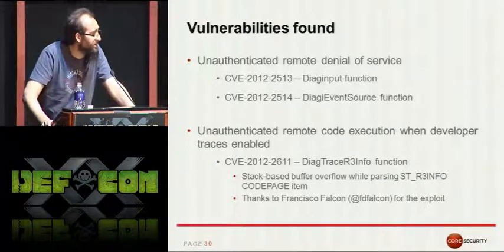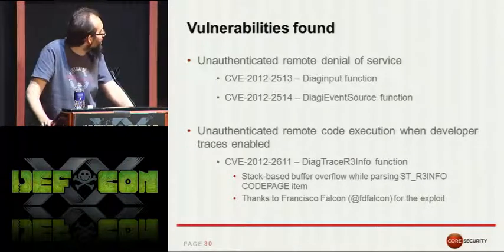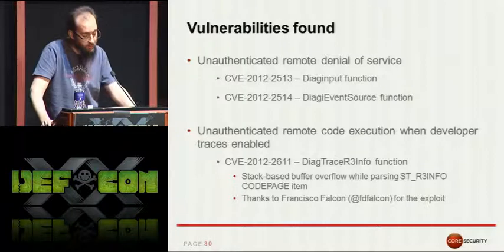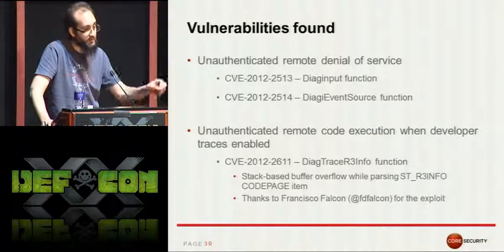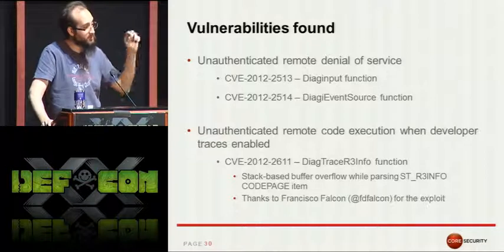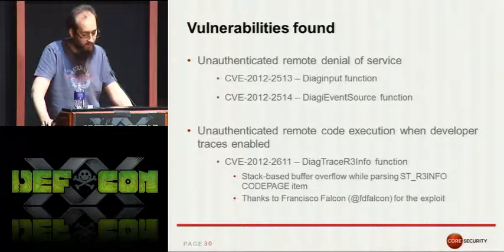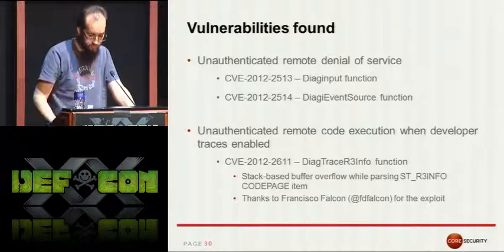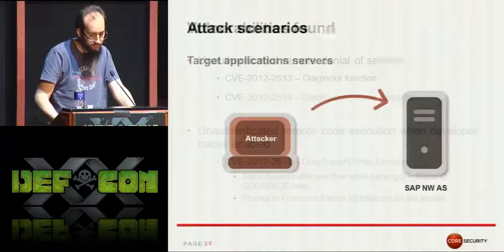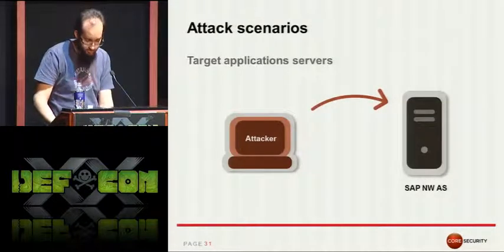The other vulnerability, and the most interesting one, is remote code execution when the developer traces are enabled. It's basically a stack buffer overflow while the application server parses one special API item. So, Francisco Falcon from the Core Exploit team wrote the exploit for this issue, so thanks to him. I will show.